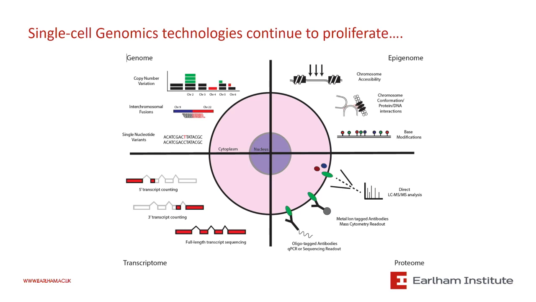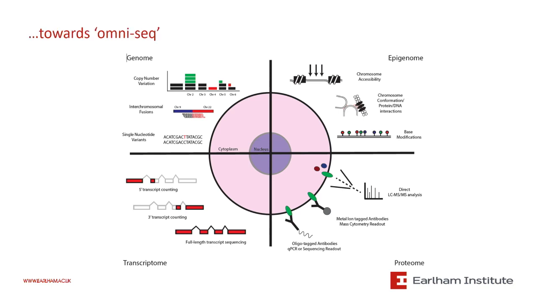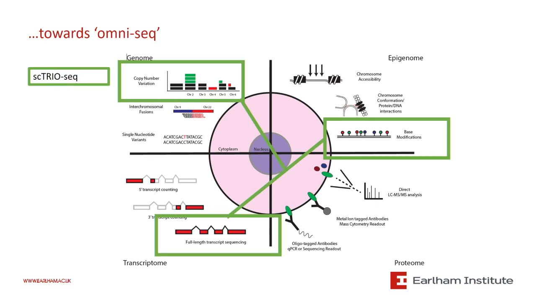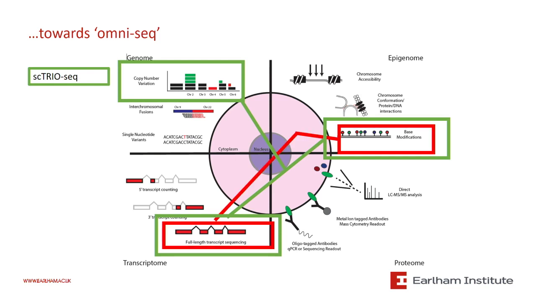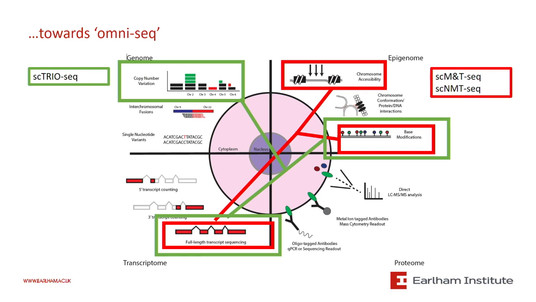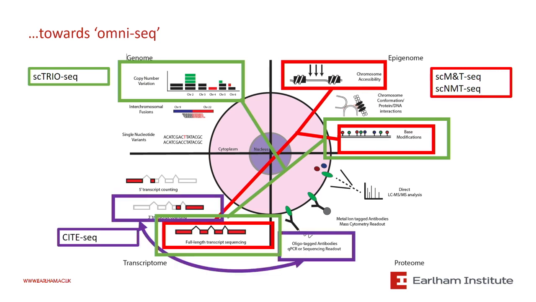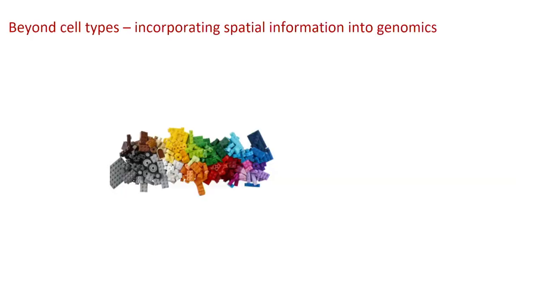And that's really exciting to see all of the layers of cellular omics starting to converge towards omni-seq, I guess. So there's lots of methods emerging. There's some that integrate methylation, DNA copy number, and transcriptome sequencing. And as I mentioned, the SC-MNT-seq and the NMT-seq methods for doing accessibility-based modifications and transcriptome sequencing. I didn't talk much about the CITE-seq methods, but those are the kind of methods that integrate antibodies tagged with oligonucleotides and enable you to read out both protein level and transcript level in individual cells, using droplet-based platforms.